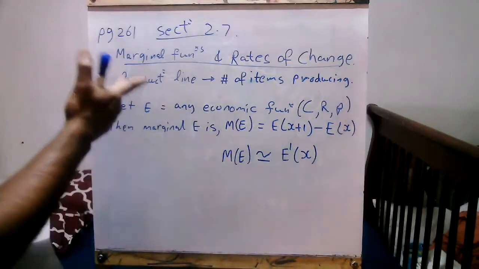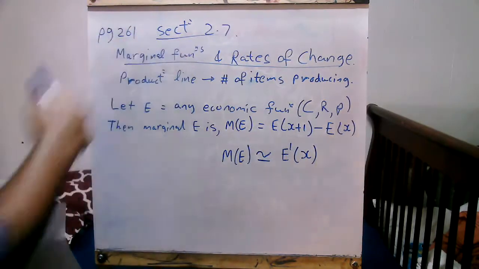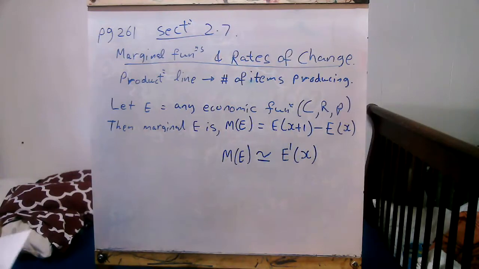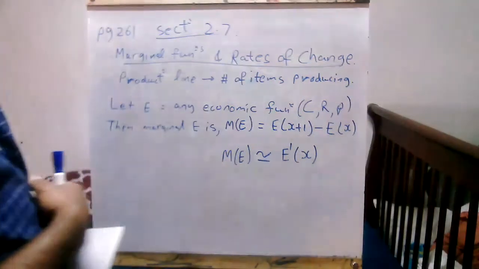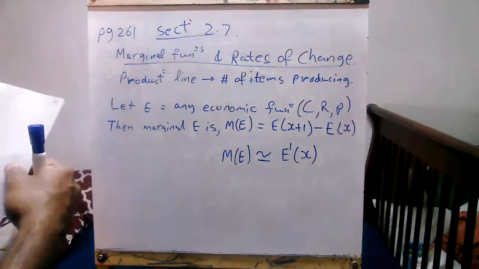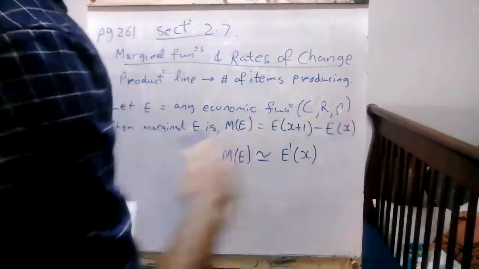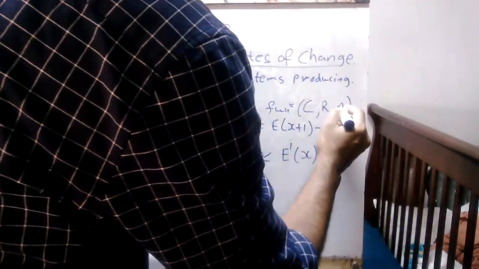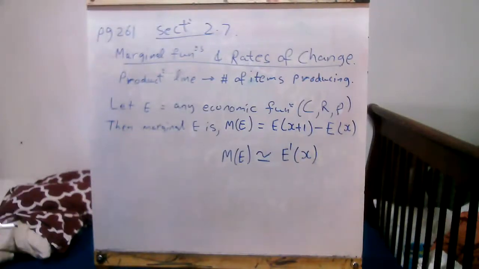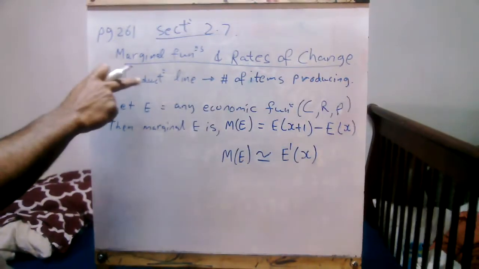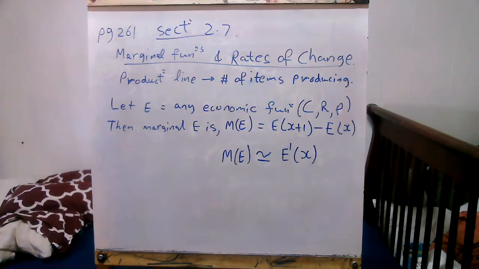Okay, first of all, what are the functions we're discussing here? This could be cost, profit or revenue. Cost, revenue or profit functions. Now here you have to understand this term. In the book it's using production line. They use this to represent the number of items producing. Got it? Number of items producing, we call it production line.